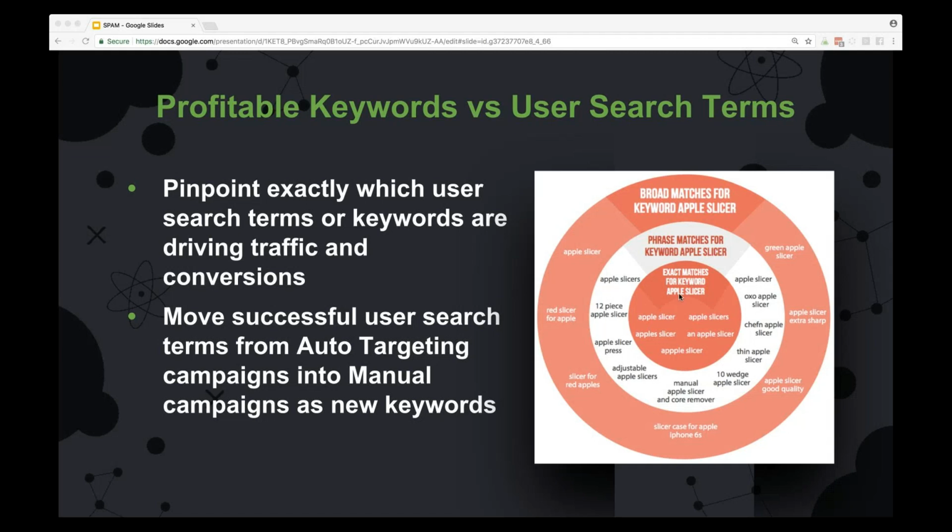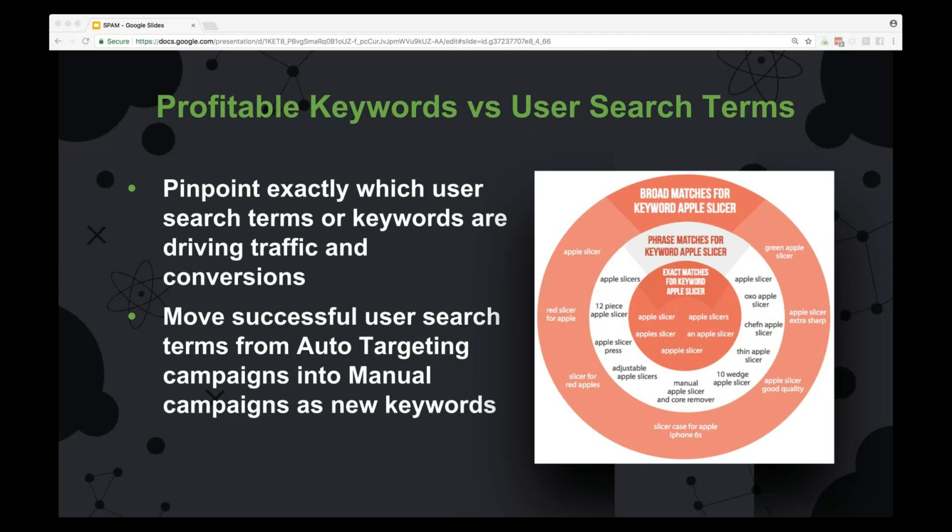And then exact match means the user search terms it appears for are exactly the keywords that you put in. So that's the difference between user search terms and keywords. This graph is great for reference. I come back to it all the time to help explain it to people.